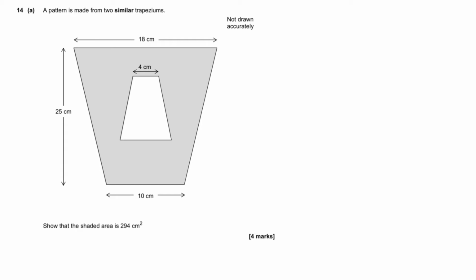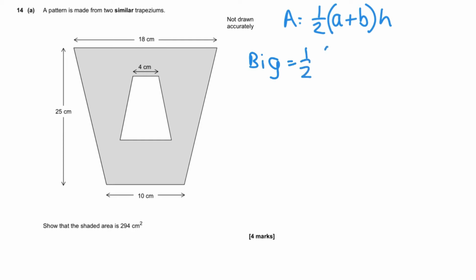So the formula for the area of a trapezium is a half times (a plus b) times h. So for the big trapezium, we've got a half times (18 plus 10) times 25, which gives us an area of 350 centimetres squared. So now we need to find the area of the smaller trapezium, but we don't have enough information about it yet.